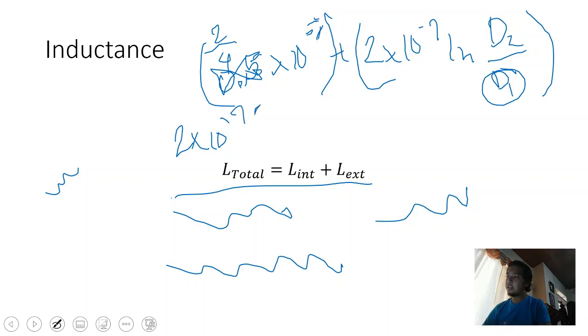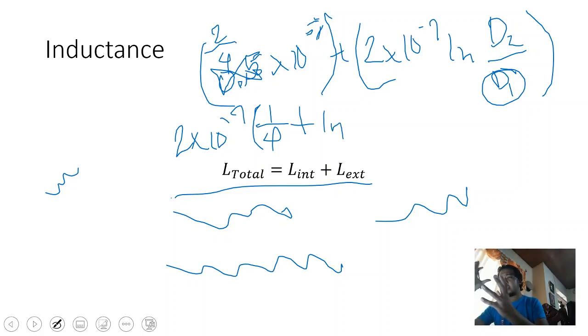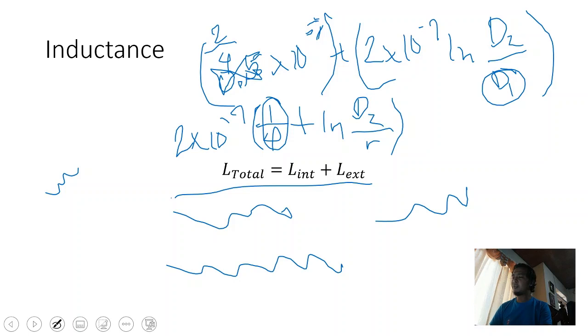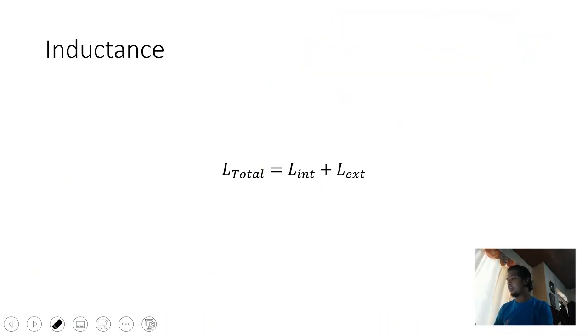So you have that, and then it's just 1/4 plus ln of d2 over r. And then you can put this 1/4 within your ln. Okay? So once you have that, you can have 2 times 10 to the negative 7.